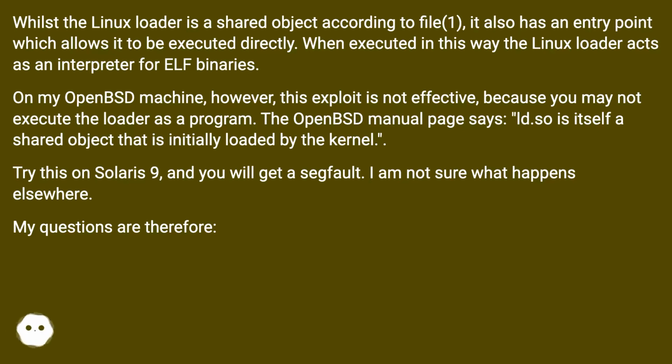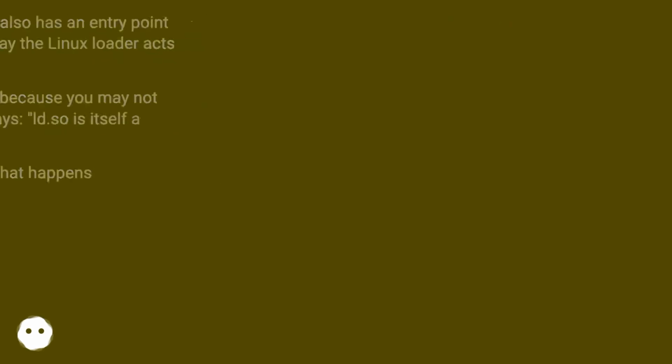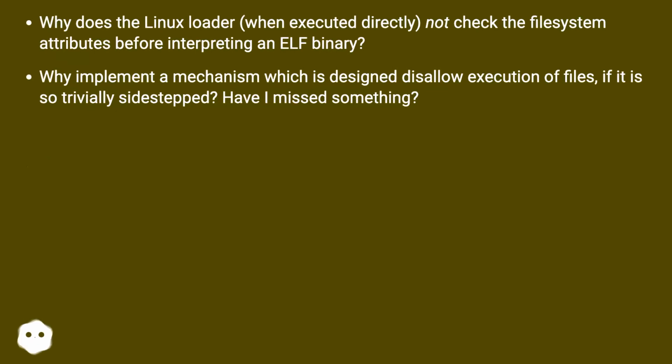The OpenBSD manual page says, ld.so is itself a shared object that is initially loaded by the kernel. Try this on Solaris 9, and you will get a segfault. I am not sure what happens elsewhere. My questions are therefore: why does the Linux loader, when executed directly, not check the file system attributes before interpreting an ELF binary? Why implement a mechanism which is designed to disallow execution of files, if it is so trivially sidestepped? Have I missed something?